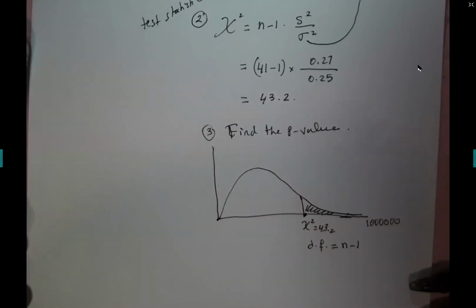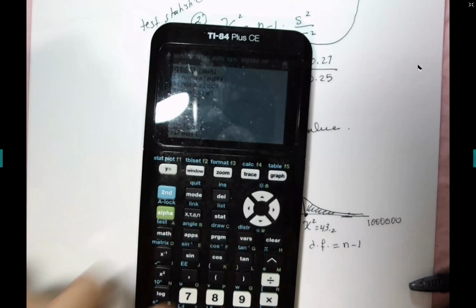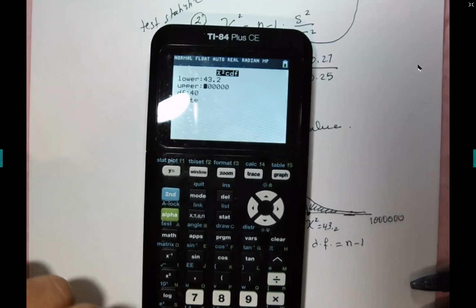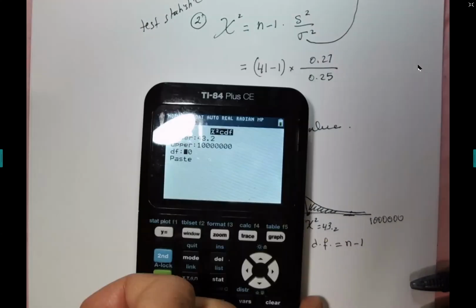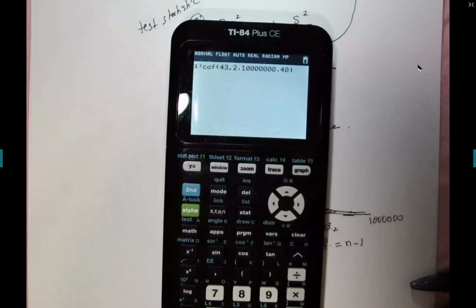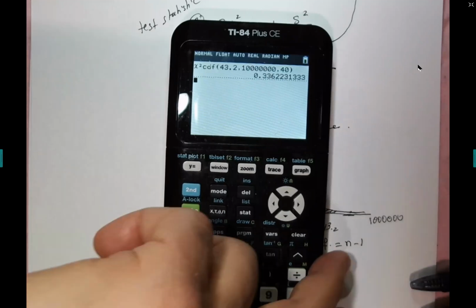And then the degrees of freedom is n minus 1. So here's how you do it. Chi-square CDF, you put 43.2. 1,000,000, put whatever number you want, guys. Degrees of freedom, I have 41, so it will be 41 minus 1, which is 40. And paste. If your calculator is an older one, it's just going to give you chi-square CDF parentheses, so you enter 43.2, comma, 1,000,000, comma, 40, and then press enter. And here's the p-value, guys, which is 0.3362.